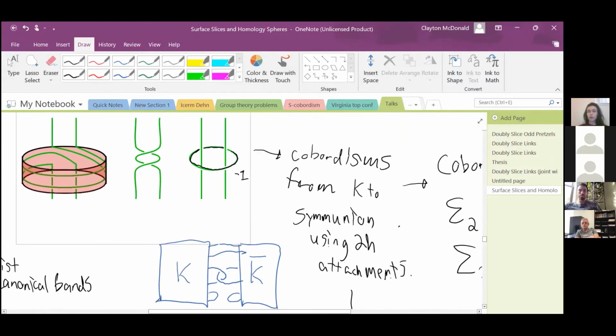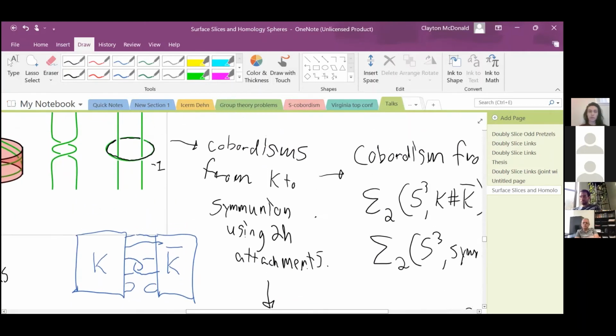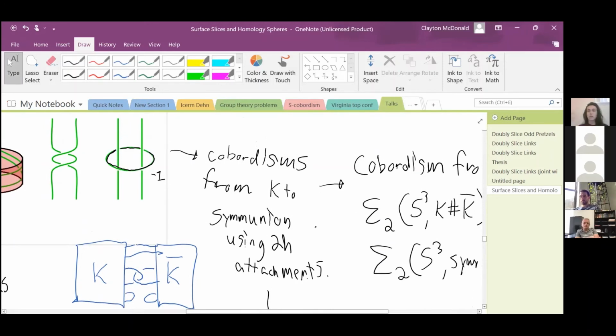The other thing to note is that we're going to get an associated cobordism from K to these symmetric unions. If we attach just two handles onto the complement of K cross I, then we'll get this cobordism from the complement of K to the complement of the symmetric union.